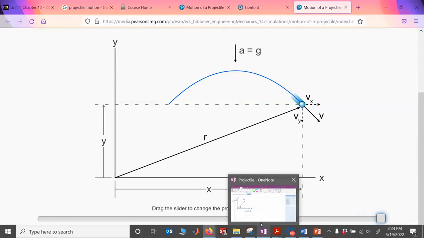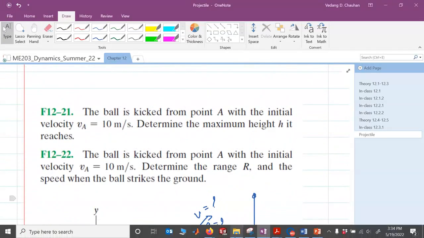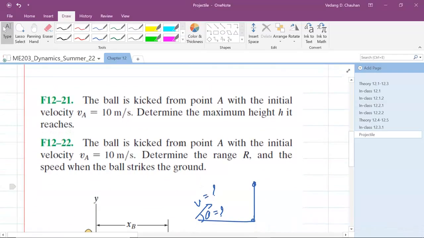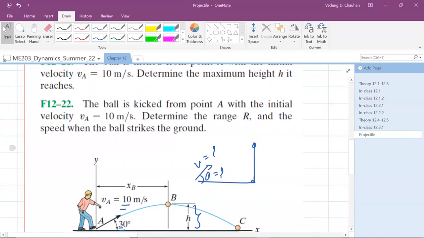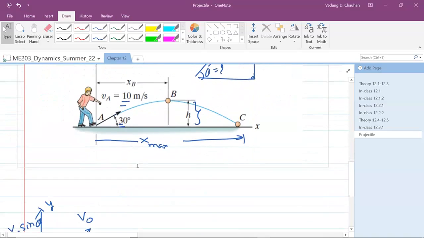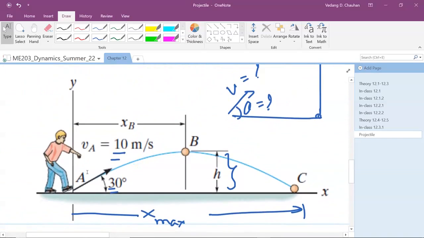Let's apply this concept to our projectile in-class exercise. For this in-class exercise, the ball is kicked from point A with some initial velocity of 10 meters per second, and we need to determine the maximum height the ball reaches. That's the first part of the question. Let's look at the problem more closely. The ball is launched from A with a velocity of 10 meters per second, and we need to calculate this maximum height.